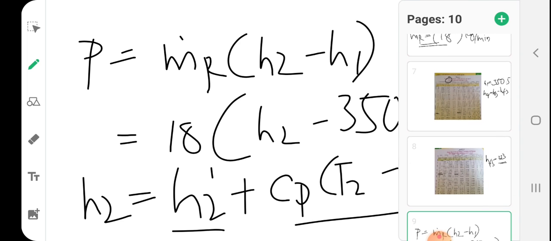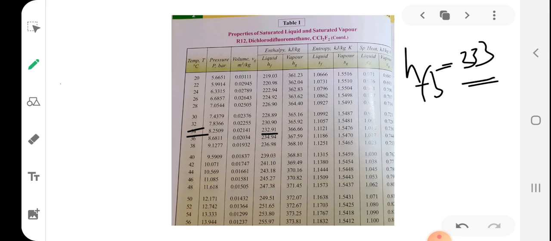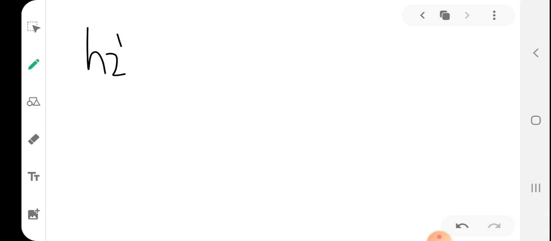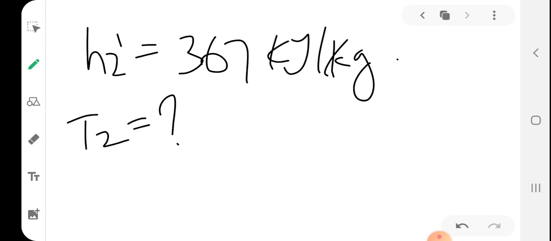So this H2 dash can be found out. What is H2 dash? H2 dash is the enthalpy of saturated vapor corresponding to the 35 degrees Celsius condenser temperature. So that will be around 360, so you take it as 367. So H2 dash is equal to 367 kilojoule per kilogram. And T2 is unknown. So how to find T2?